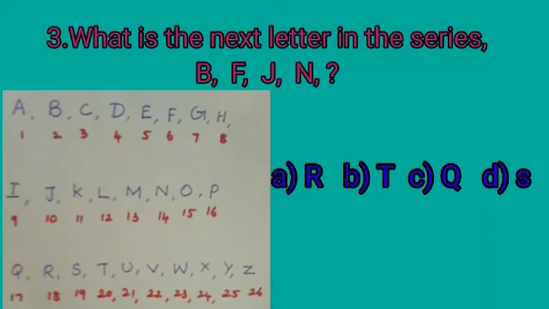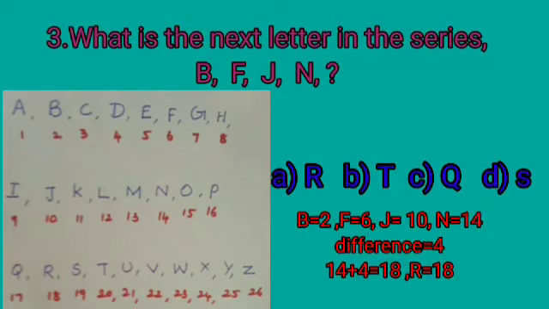Now listen, first letter, what letter is given here? B. So the position of B letter is 2. Next letter F, the position of F letter is 6. Next letter J, the position of J letter is 10. Next N, the position of N letter is 14. Here 2, 6, 10, 14. Here what is the difference? So the difference between the letter is 4.